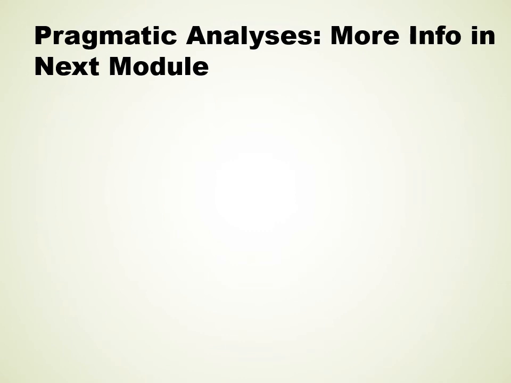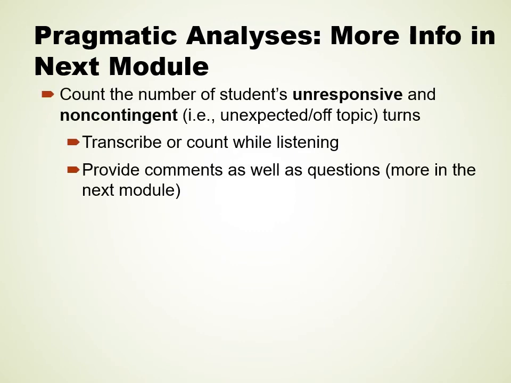Let's look very briefly at pragmatic analyses, although we'll be covering this much more in depth in the next module. One of the things you can do is to count the number of times the student is unresponsive to one of your comments or questions, or when the student is non-contingent. And just like for us, when we want to give the student contingent comments and questions about what they say, we also expect the student to be contingent with what we say. So if we notice the student is non-contingent, you want to count the number of times that happens. You can either do that from the transcription or you can count that while listening.